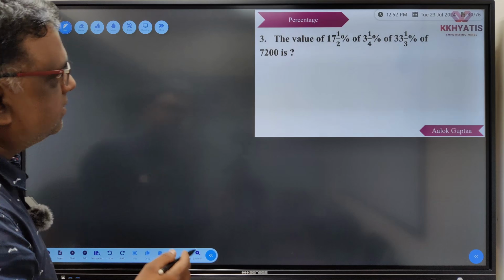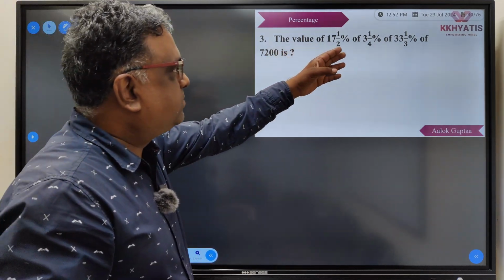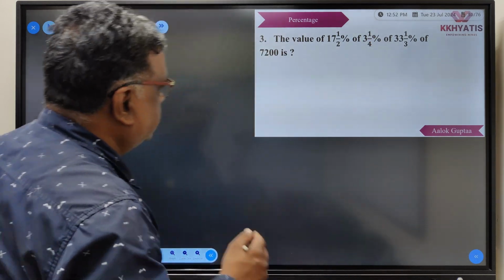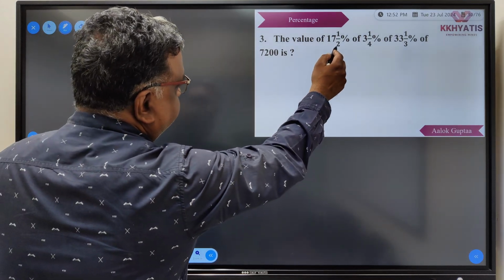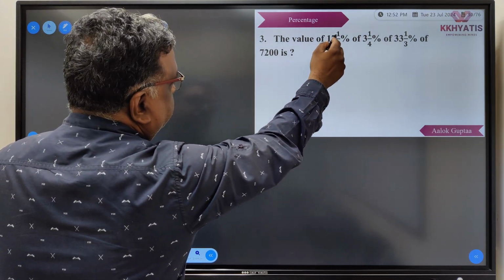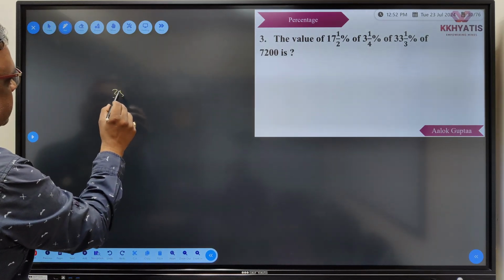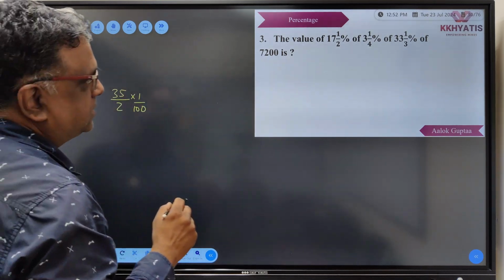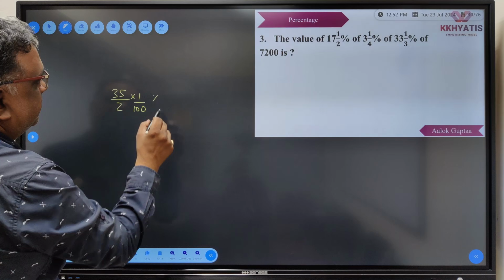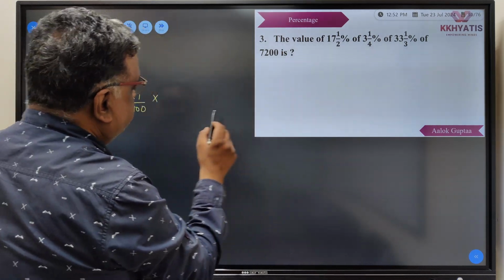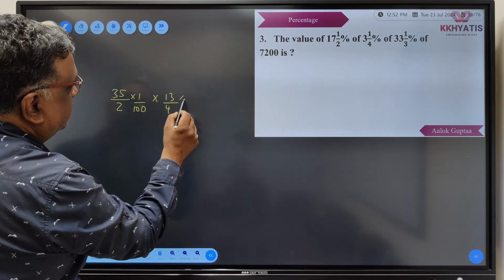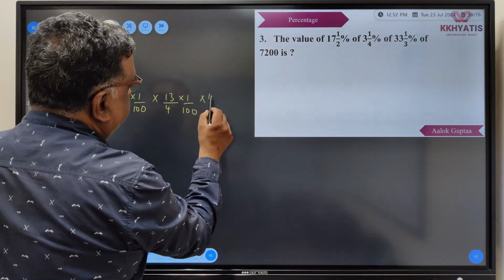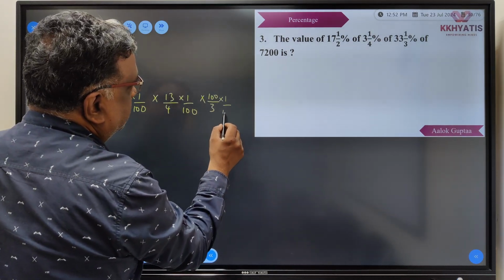Now the third sum goes like this: we have to find 17.5% of 3 by 4% of 7,200. So we will first convert this into 35 by 2, into 1 upon 100, because it's a percentage. I'm just converting that into a fraction. 3 1 by 4 is 13 by 4, again into 1 by 100, of 33 1 by 3, that is 100 by 3, into 1 by 100, into 7,200.